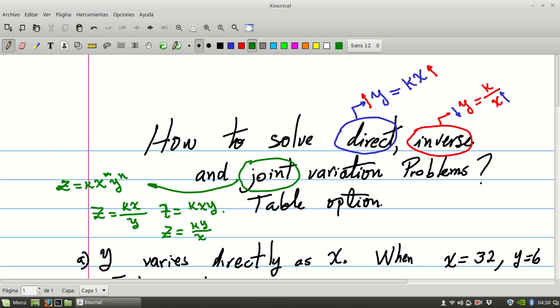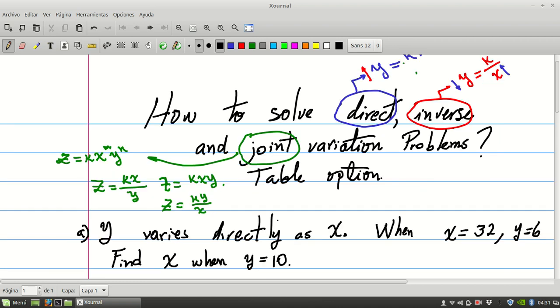Okay, so the main way that we can see in many books of how to solve these problems is to find k, and after you find k, you just have to use the equation with k to find the answer. But here we're going to change a little bit, using a table and seeing how it could work without finding k. So we're going to see three examples, and I hope that with these three examples the method is clear and you can use it every time you have a problem that involves direct, inverse, or joint variation.